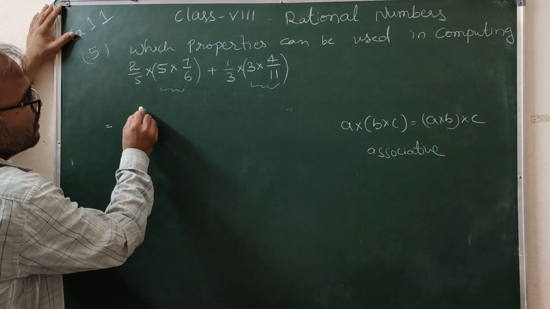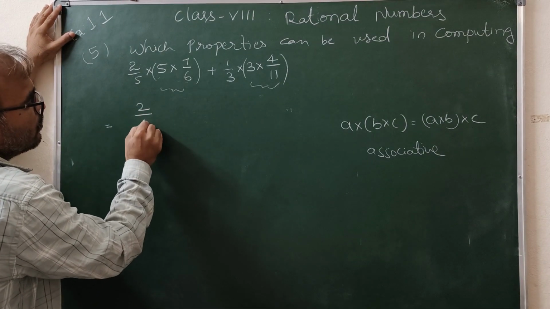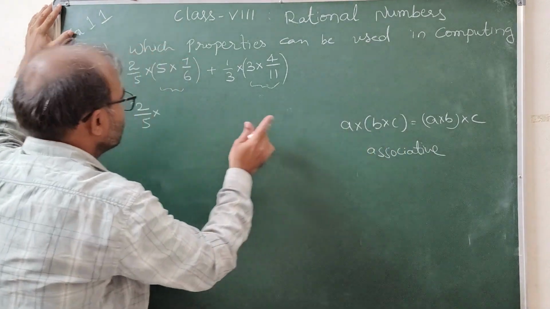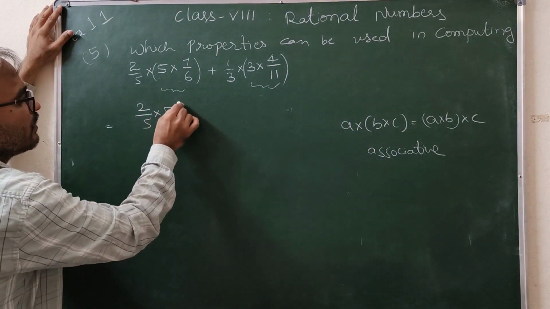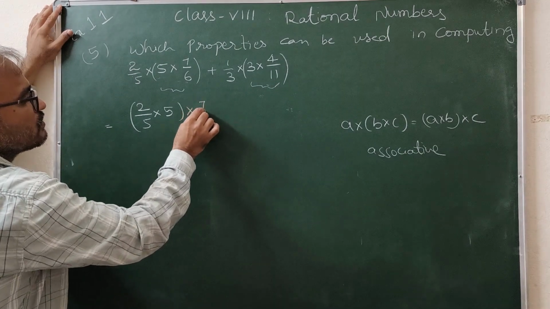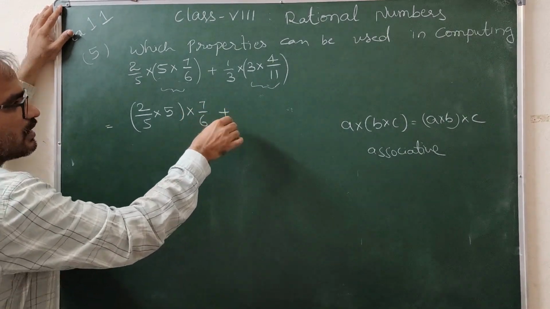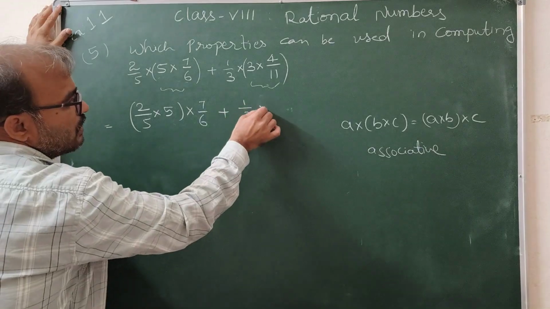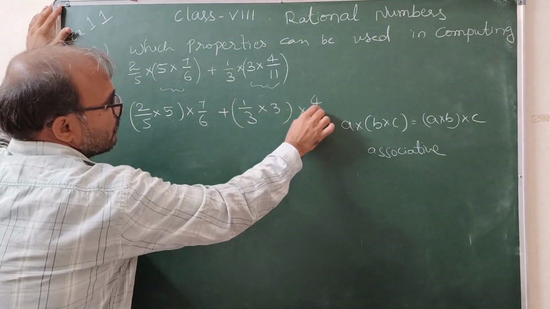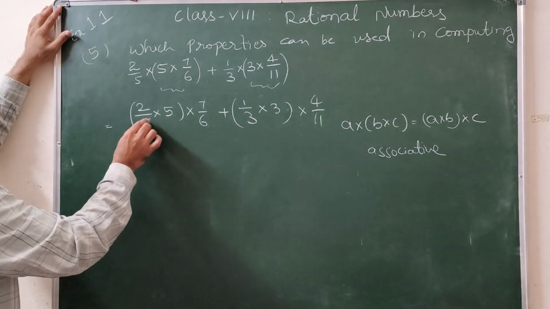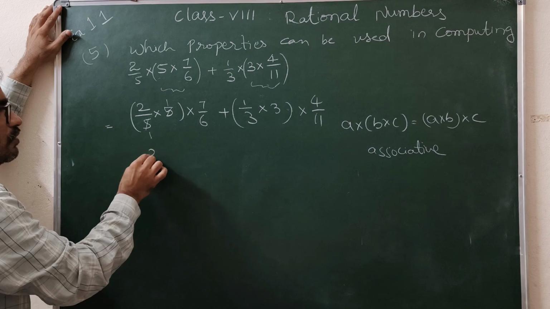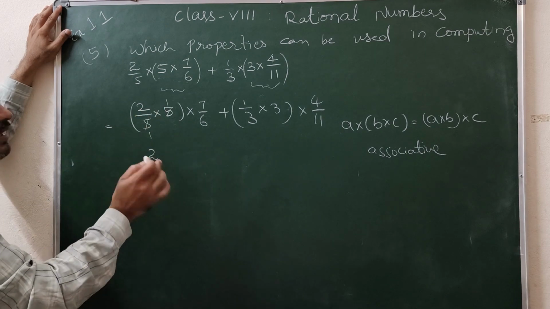By using associative property, what I am doing is (A into B) into C, right? First of all I am writing 2 by 5 into 5, into now 7 by 6 place as it is, 1 by 3 into 3, into 4 by 11. Now I will cut this: 5 ones are 5, 2 ones are 2. I am using closure property here.